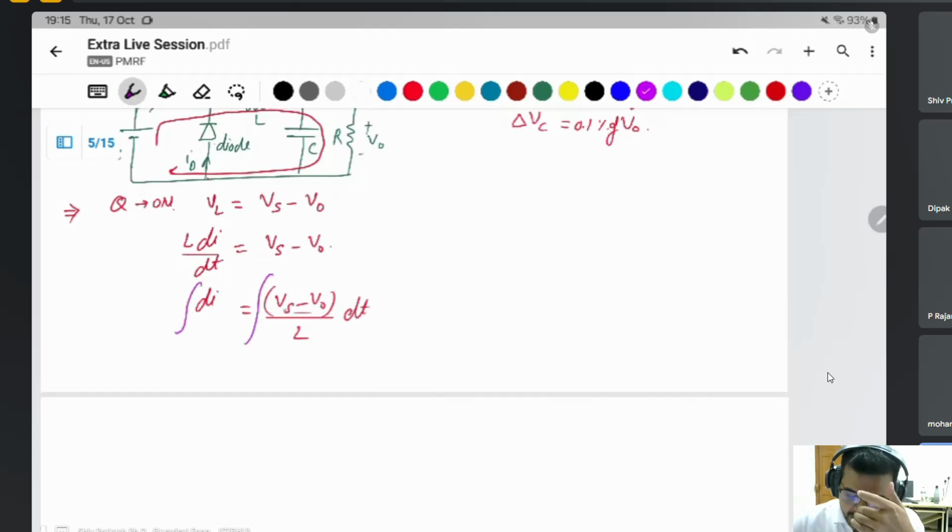Here the input voltage is constant, the output voltage is considered a constant voltage, and the inductor is also constant. Then this is di equal to I, and all of these things are constant: Vs minus V naught divided by L.